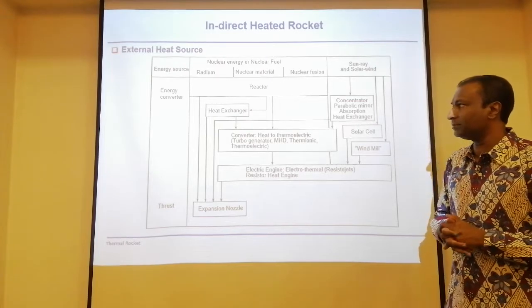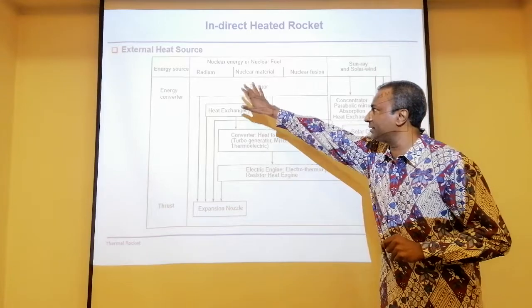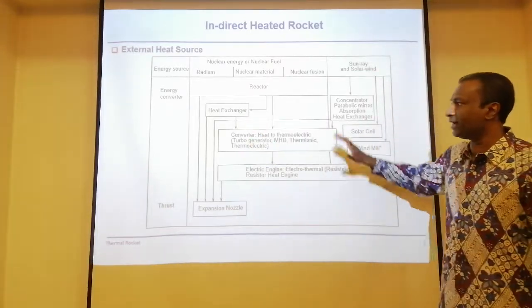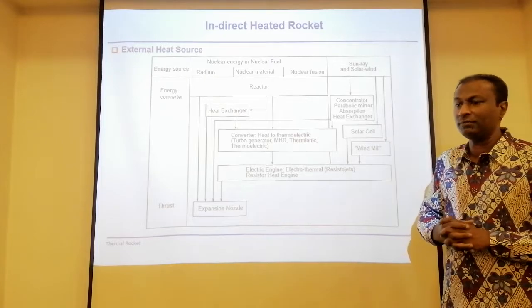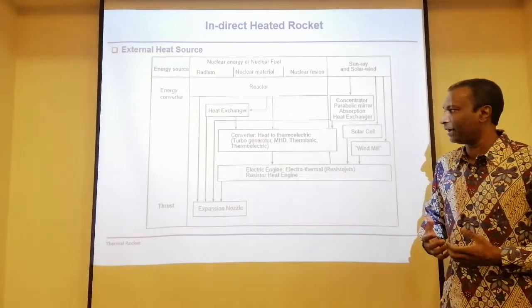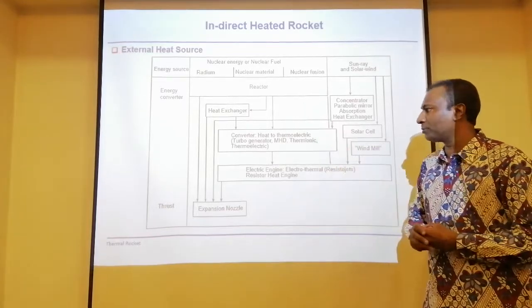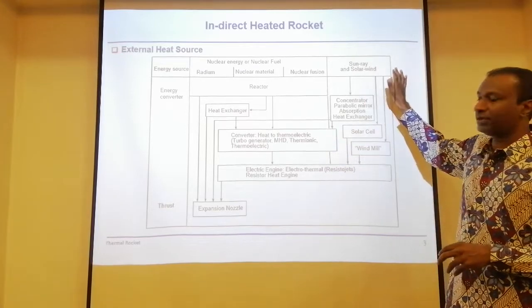Indirectly heated would be, if you look at it, two categories put here: nuclear energy or nuclear fuel. This is very uncommon for Earth-oriented missions, but it exists and has been researched. There are models already to look into these options for space application. Then you have also the solar array or even solar wind.